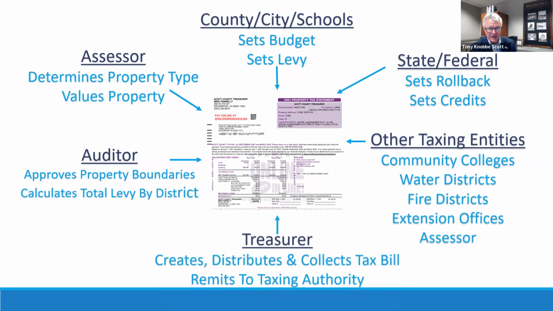All right, then coming up, batting cleanup is the treasurer, yours truly. And it's not me, it's the wonderful folks that work for me, but we take this information from the auditor and we create and distribute, mail to you and collect your tax bill and remit those taxes then to all those taxing authorities. In other words, we only keep 17% of it for the county. The rest of it goes to all those other taxing entities.